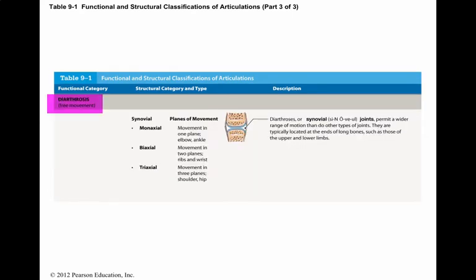A diarthrosis, or a synovial joint, is a freely movable joint. The diarthroses are subdivided by the movement that each joint allows. Diarthroses are usually located at the ends of long bones in the limbs. A monaxial synovial joint allows for movement in only one plane, like at the elbow and the ankle. A biaxial synovial joint allows movement in two planes, like the wrists and the ribs. And a triaxial joint allows movement in three planes, like the shoulder and the hip.